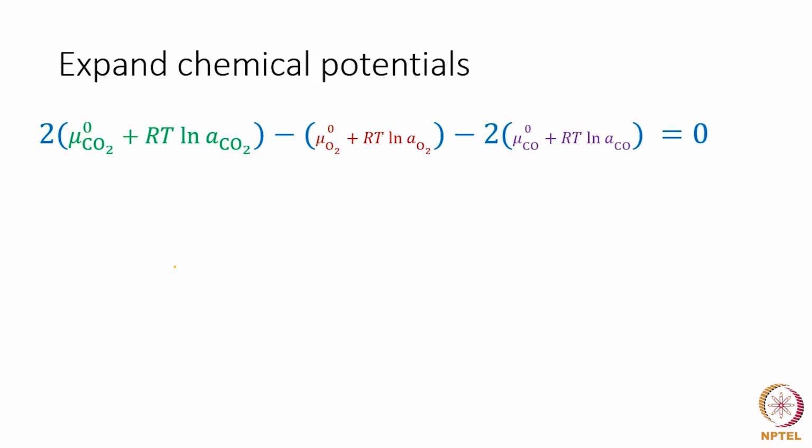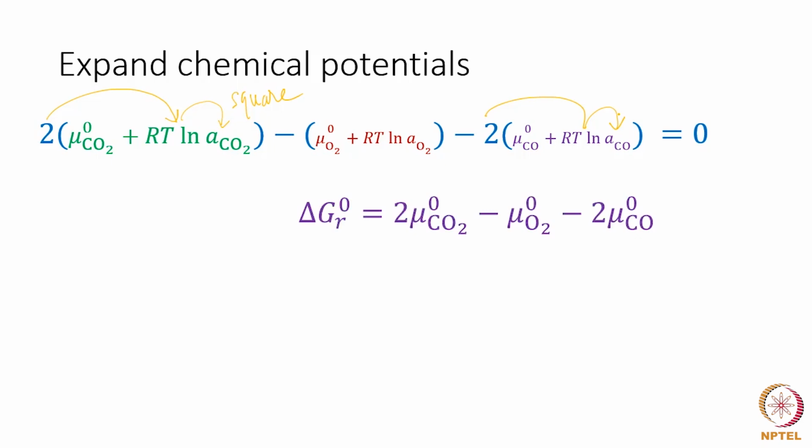Of course, when you look at the term here, the 2 is multiplying the logarithm, and if you take it inside, it will go as a square. Similarly here also, it goes as a square. We remember that and collect the terms, and we can see that when we collate all the mu naughts together, they will come out to be an expression. If we wish, we can create a new symbol, delta G naught R, with these quantities.